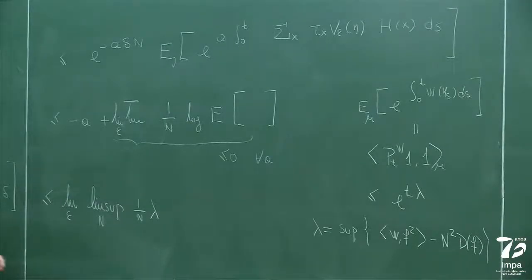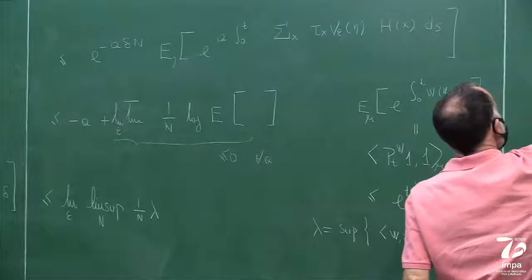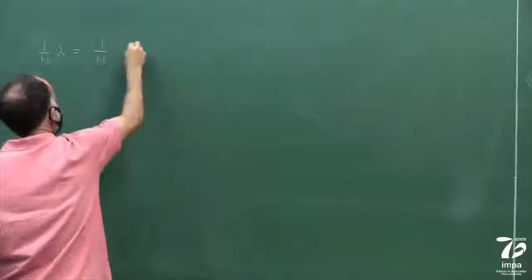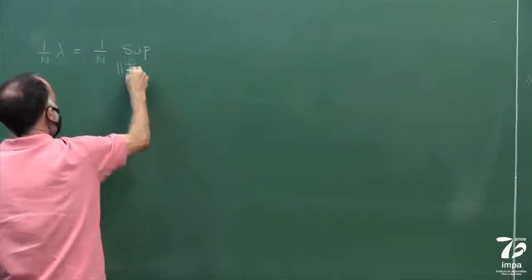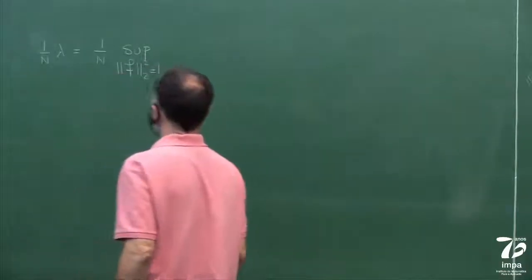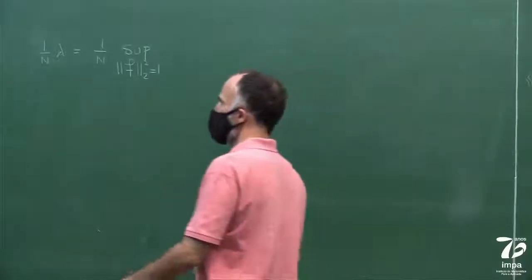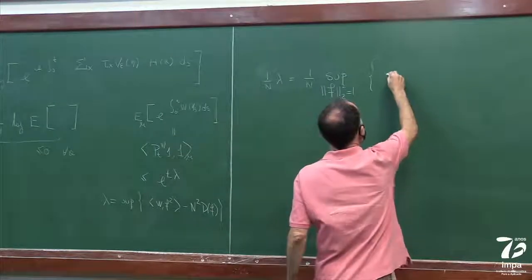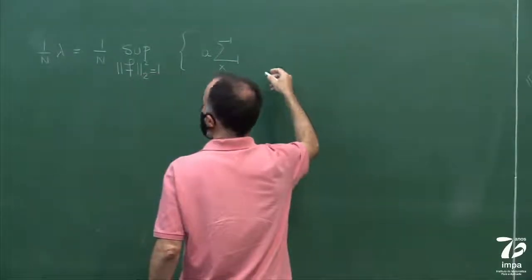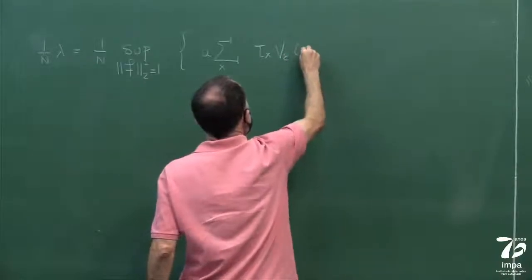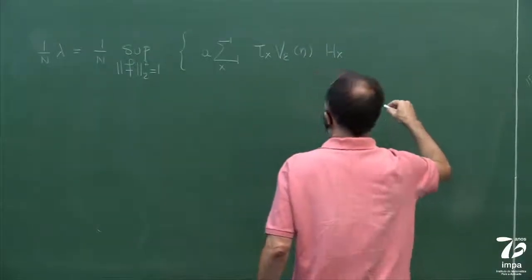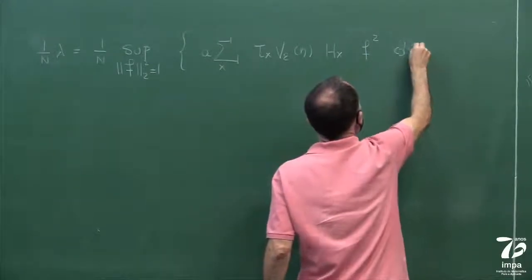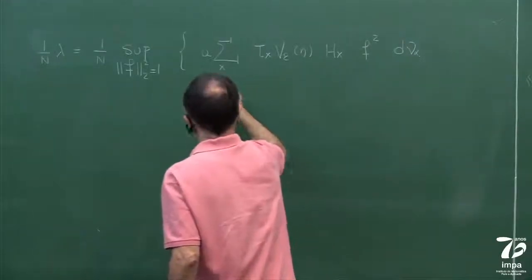Okay, so now let's see what is 1 over n lambda. So 1 over n lambda, it's equal to 1 over n, the sup over all f which has L2 norm equal to 1, of W. W is that expression. So it's A, sum in x, tau x V epsilon of eta, hx, f squared d nu alpha minus n squared df.